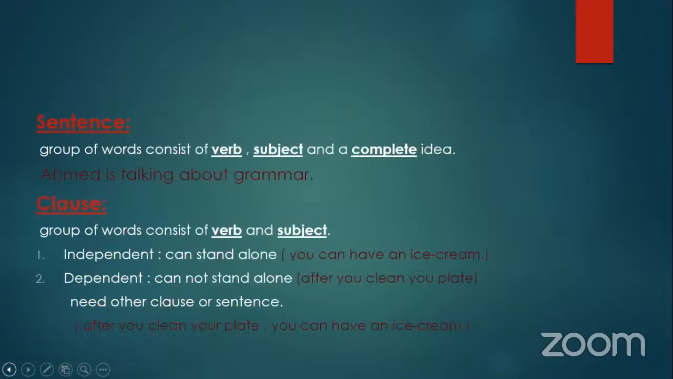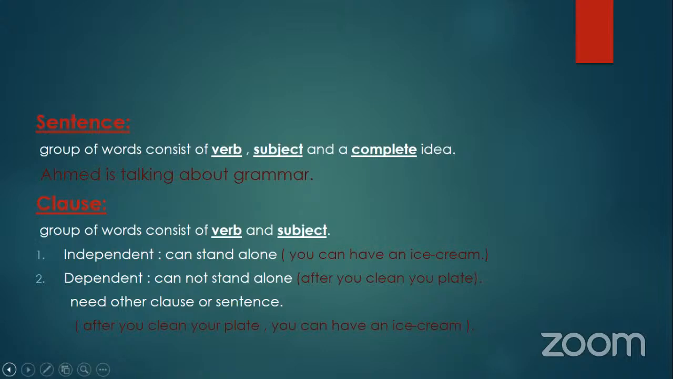Okay, before we know how to do that, first we need to define the sentence. So what is a sentence? The sentence is a group of words consisting of a verb, a subject, and a complete idea. So for example, let's take this example. Ahmed is talking about grammar. So here we have the subject Ahmed and the verb is talking. And now we have the full idea of the sentence. We don't need any other sentences to understand the idea.